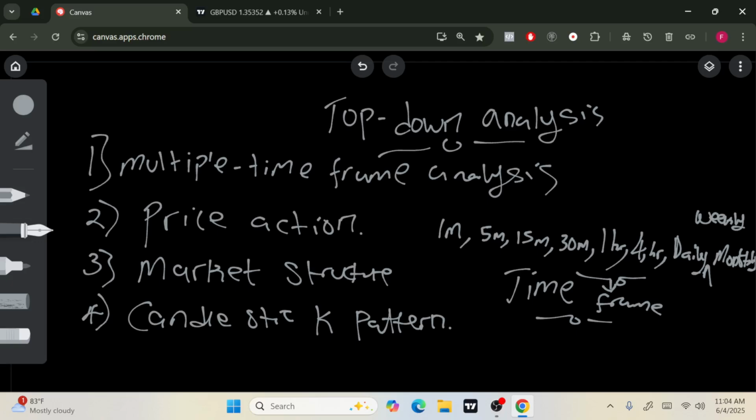So that is why you need to understand top-down analysis very well. I'm saying it again. Take note of these time frames. Very important.